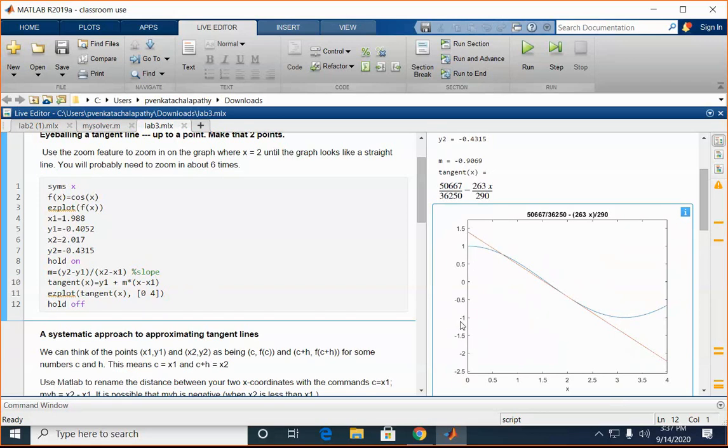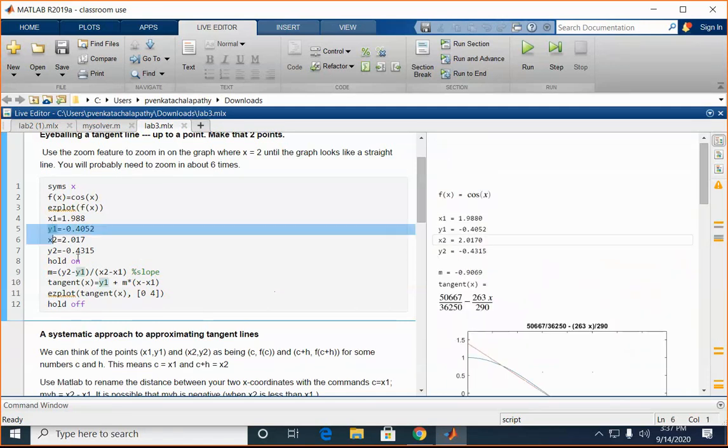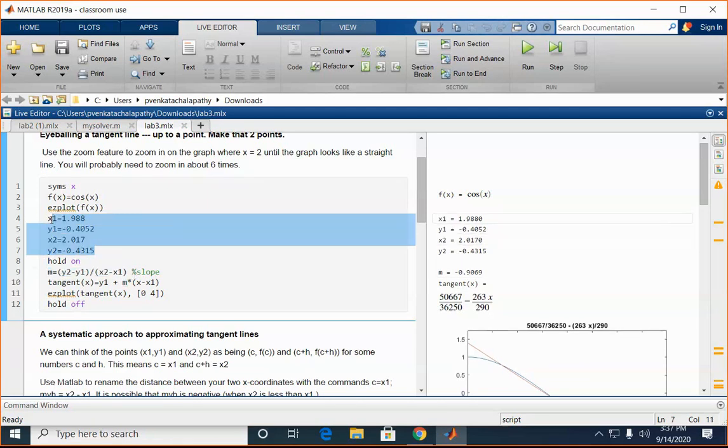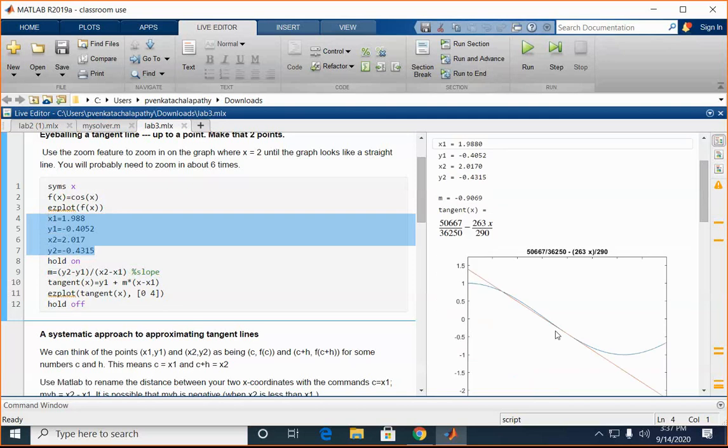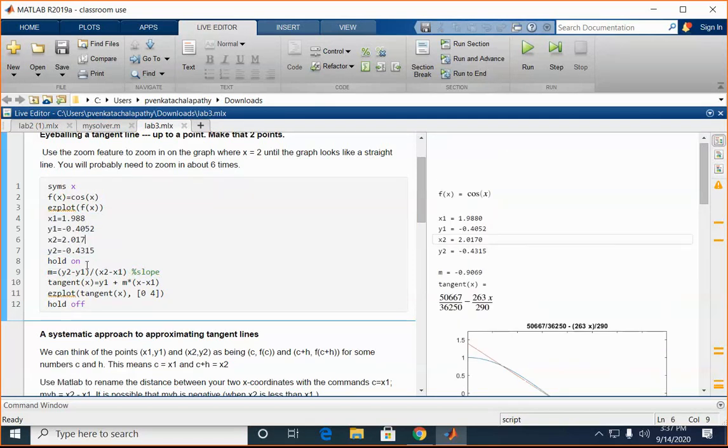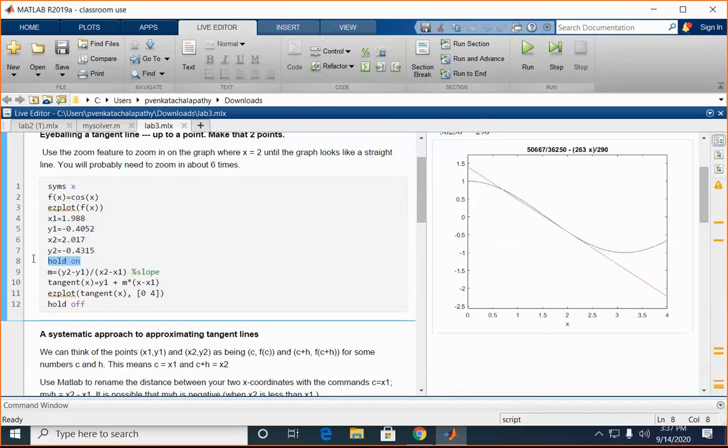I'm sure you all know how to do this because lab 2 was about this. Then after I pick up all the x1, y1 and x2, y2, I'm going to find the slope of the tangent. You know the formula, right? This is the formula for the slope of the tangent. For this you need y2, y1, x2, x1, and that is why I picked up these values using this graph.